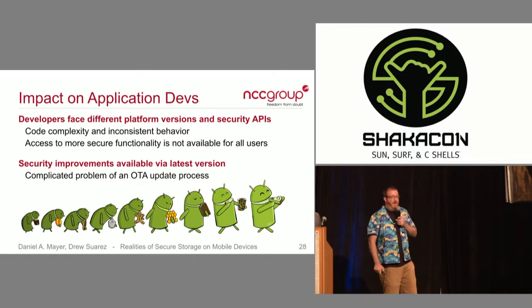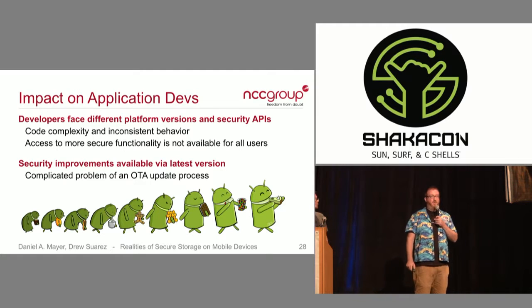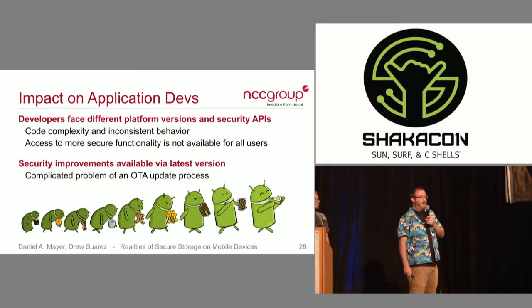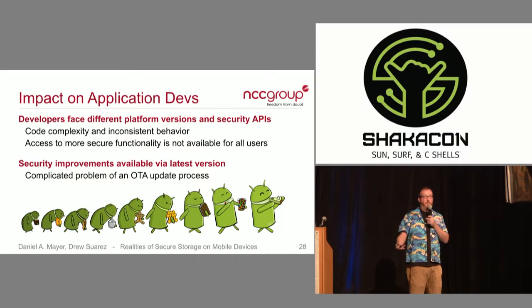So how does this have an impact on application developers? Because there are so many different versions of Android with so many different security features coming at different times in the platform, there tends to be a lot of code complexity needed to develop Android applications, because you can't necessarily rely on your app running the same on two different versions of Android. They may have better protections available in a newer version that you can't leverage in an older one. So this leads to a lot of if-defs and code complexity and inconsistent behavior, because if you don't trust the platform at a certain version, you're going to have to hack around that essentially as a developer.